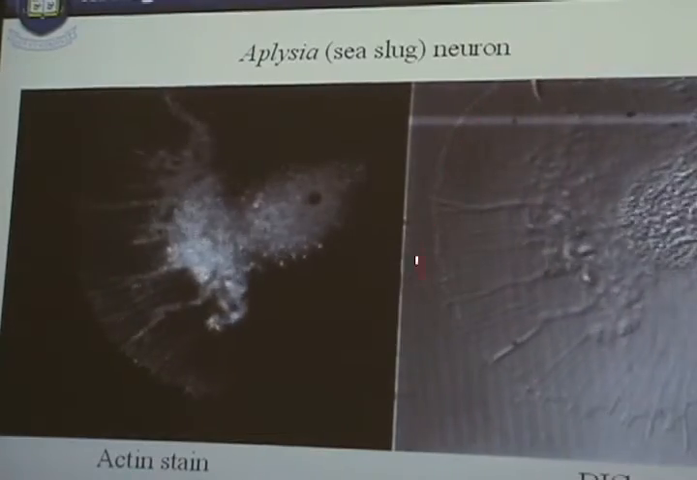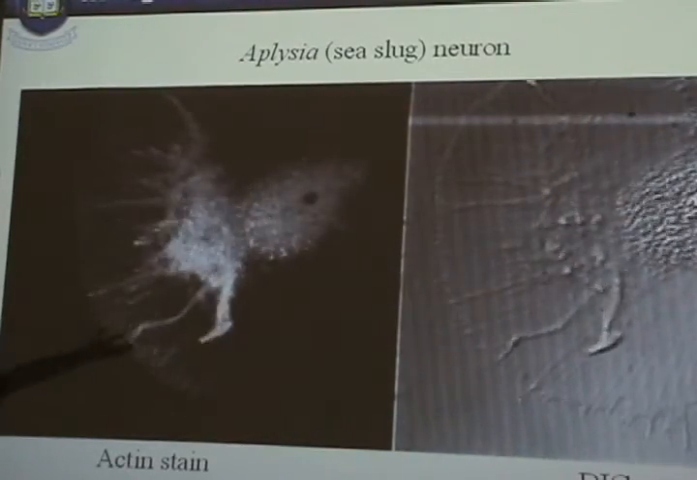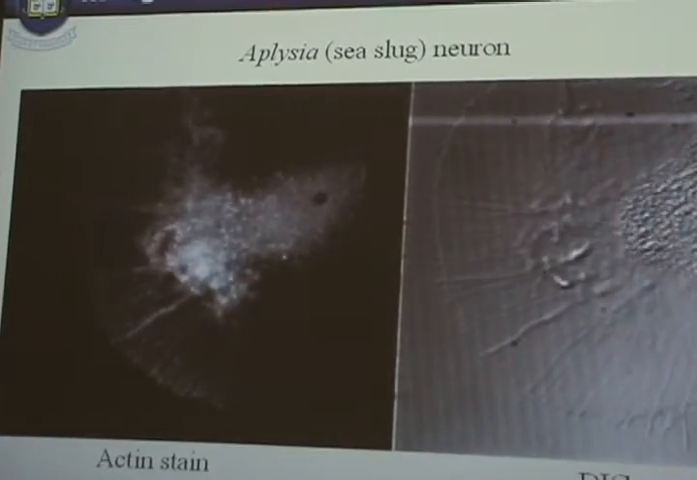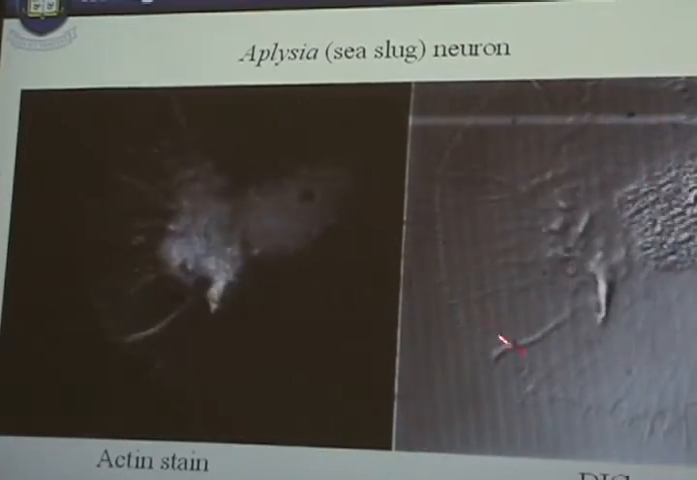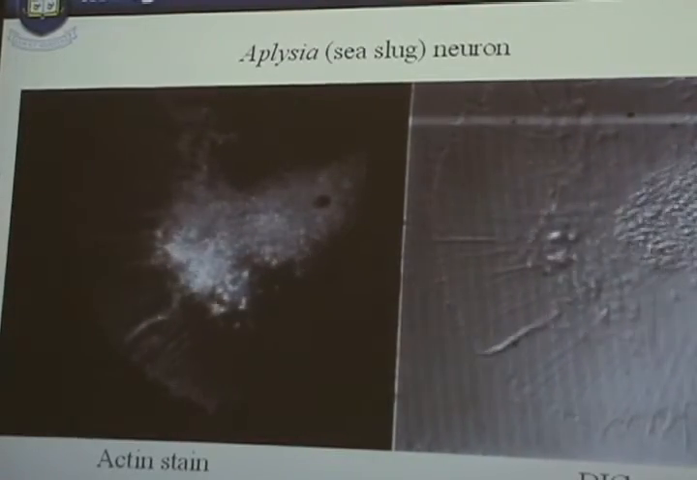So this is a growth cone under DIC, and how DIC works was described beautifully this morning. It basically allows you to see subtle phase differences. So this growth cone is a very, very thin object that crawls on a surface.